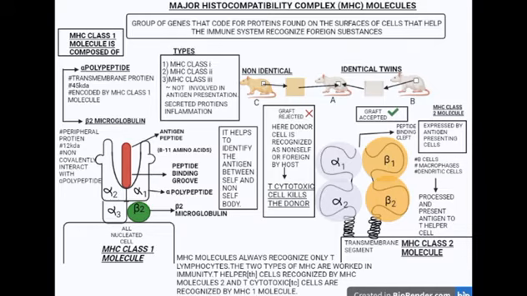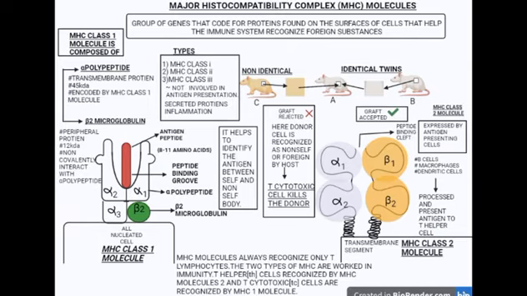I would like to draw your attention towards the rejection. What was the major cause of this? So here, the donor cell is recognized as non-self or foreign by the host, and then the T cytotoxic cell kills the donor. Then moving to the function of MHC molecule. So MHC molecules always recognize only T lymphocytes. The 2 types of MHC work in immunity. T helper cells are recognized by MHC class 2 molecules, and T cytotoxic cells are recognized by MHC class 1 molecules, and it helps to identify the antigen between self and non-self body.